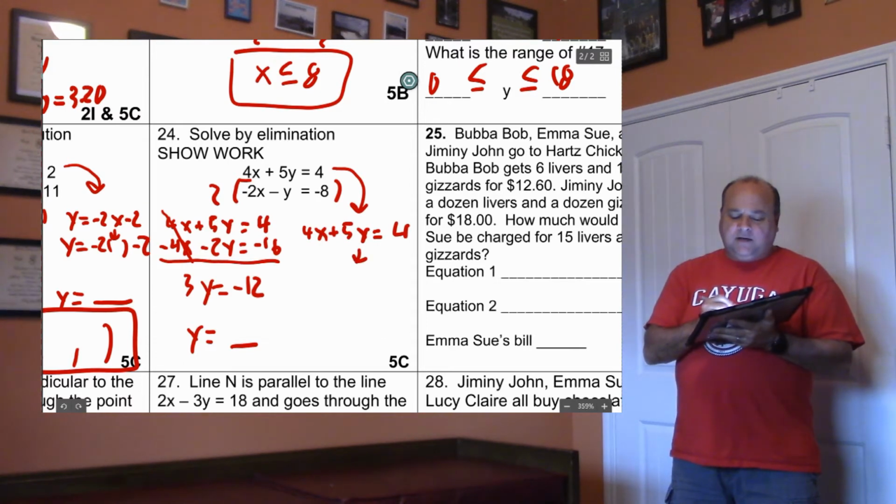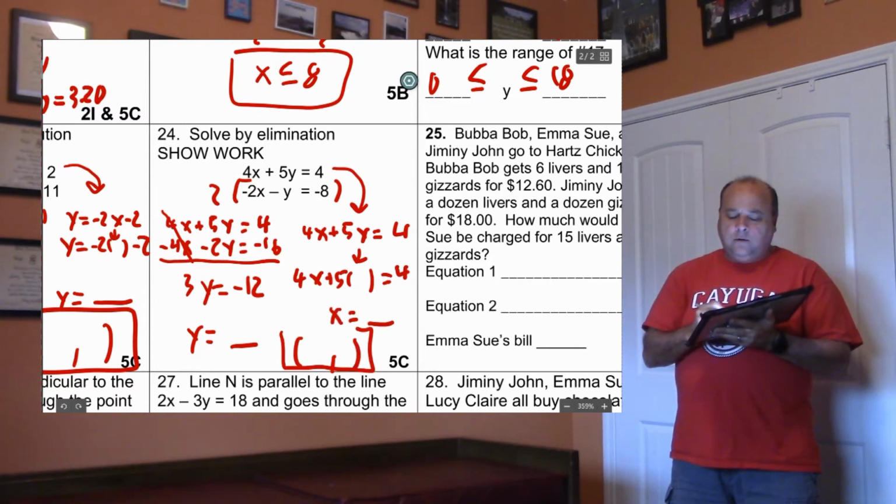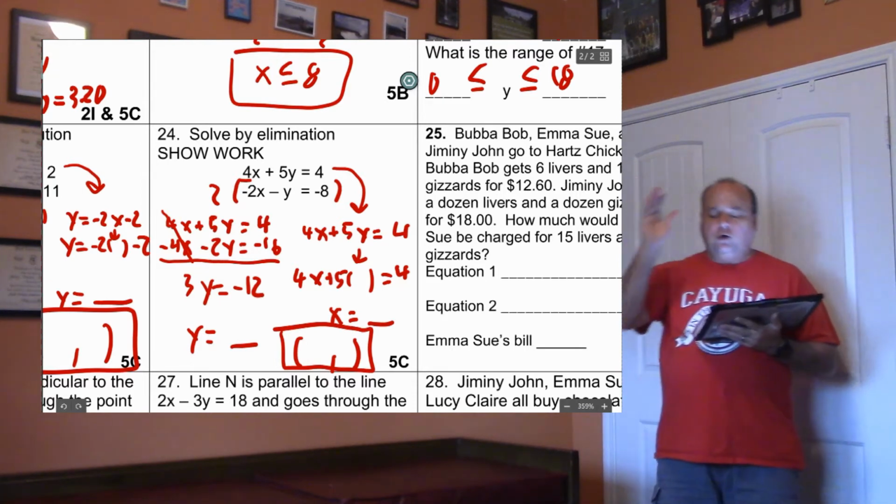And then you're going to replace this y with what you just found, and then solve it for x, and then your answer will be an ordered pair. You can do that on your own.